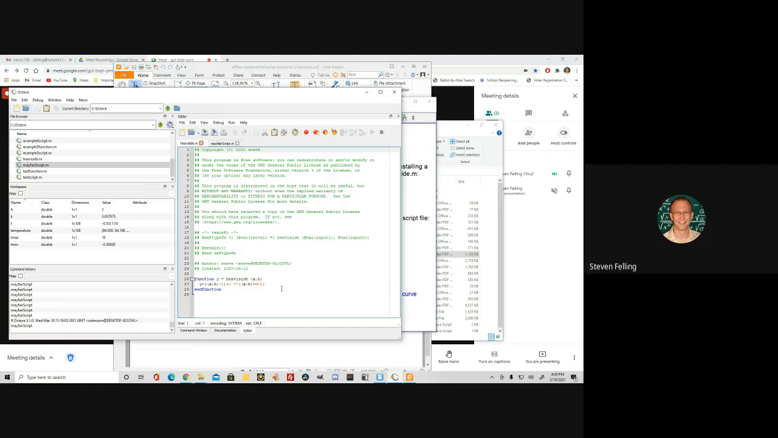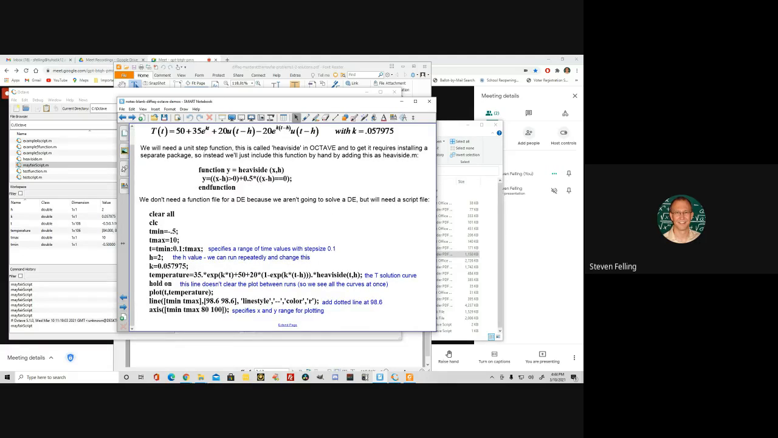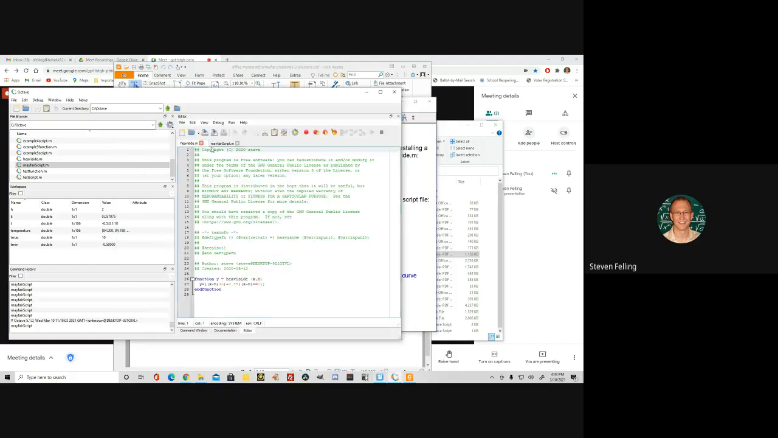This is something we got off the internet as a way to avoid having to install the package to get this. That's usually built into the language. Okay, but we do need a function file. I'm sorry, we're going to need a script file, but we're not going to need a separate function file because we're not going to use the ODE45 function to actually solve a differential equation. We solved it by hand. We're just going to use other things in Octave here.